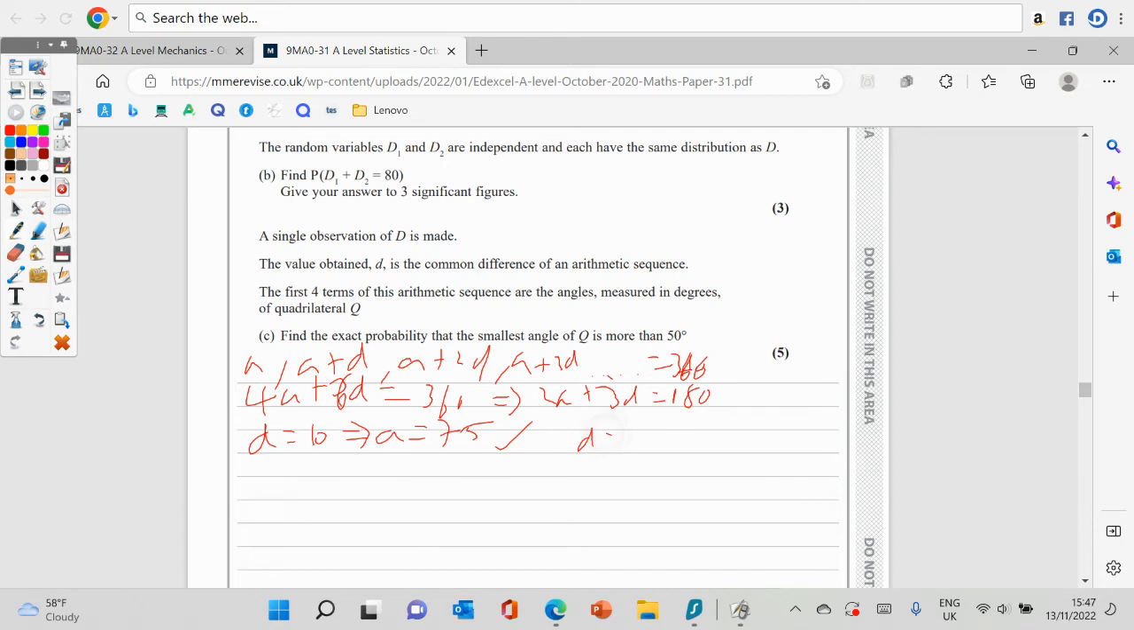If D is 20, or if D was 20, you'd get A is 60, wouldn't you? Then if you look at D being 30, you're going to get that A is 45. Now, that doesn't add up right, because that is less than 50. So, it fails, we stop.